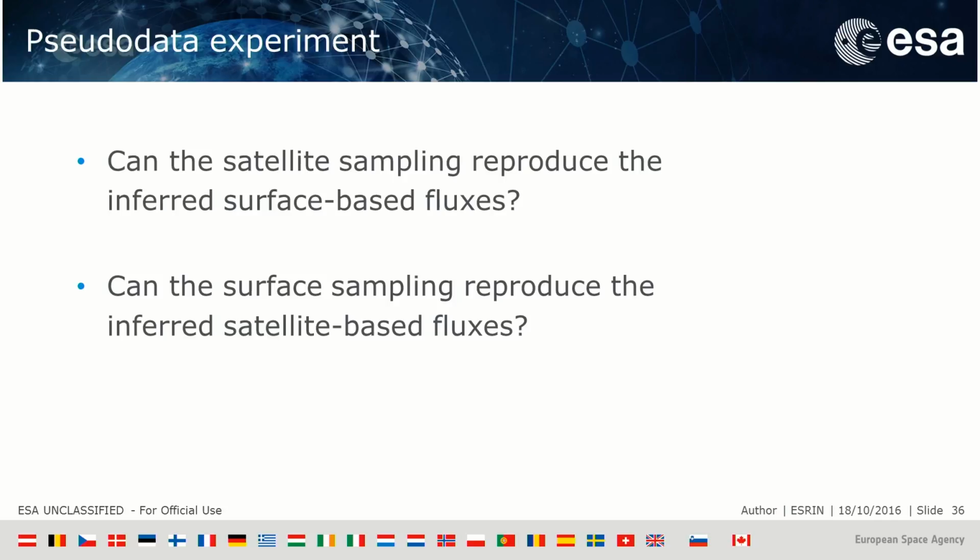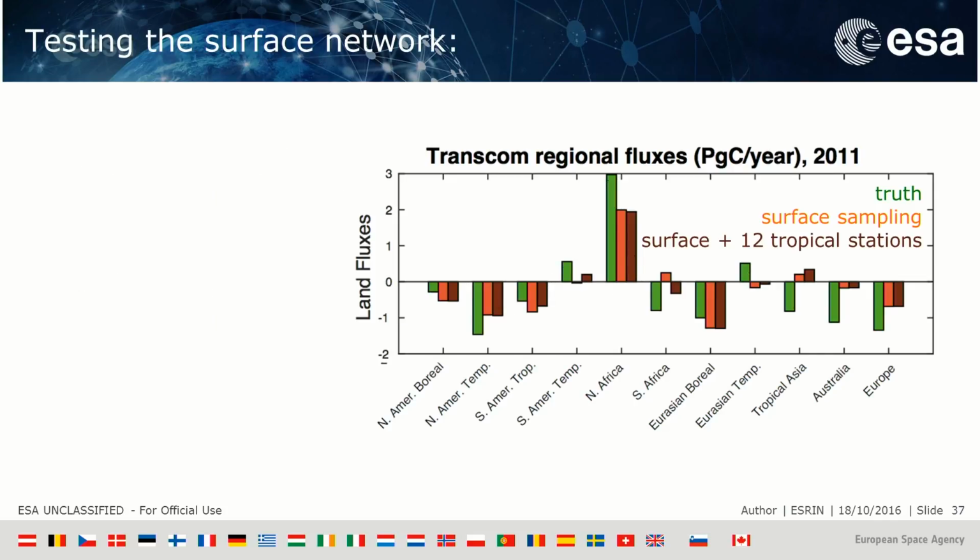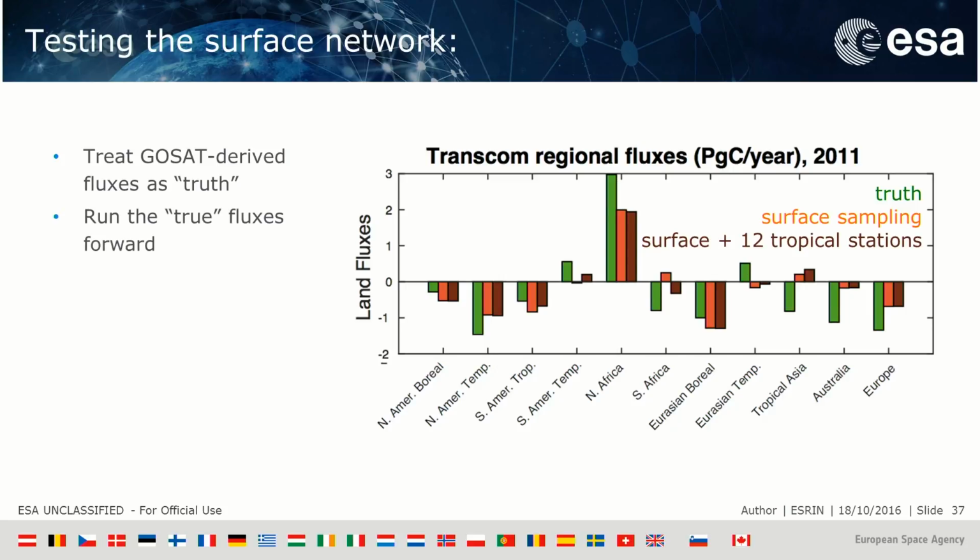So we want to see, can the satellite sampling reproduce the inferred surface-based fluxes? Or can the surface sampling reproduce the inferred satellite-based fluxes? So for this, we're going to first test the surface network. So we treat our GOSAT-derived fluxes as the truth. So these are fluxes that are consistent with our prior uncertainties, but it's what GOSAT says is the most likely solution. Then we run our true fluxes forward, sample at where there's surface sites, and then we invert these synthetic observations and see what do we get.